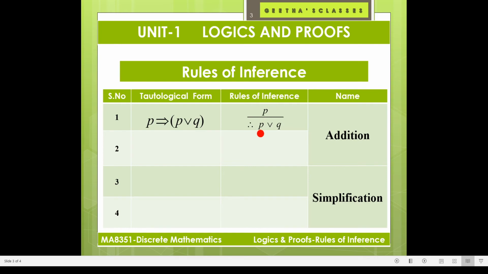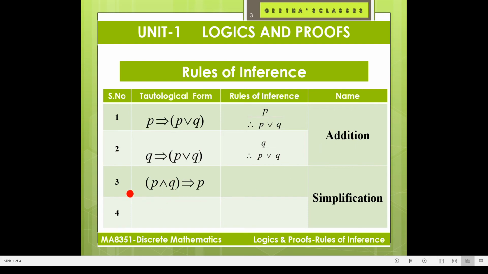So P can be written as either P or Q. The name for the rule is addition. One more rule for addition is Q implies P or Q. So if Q is given, we can replace Q by P or Q. The rule of inference is Q can be written as P or Q. The name of the rule is addition. So that is addition.